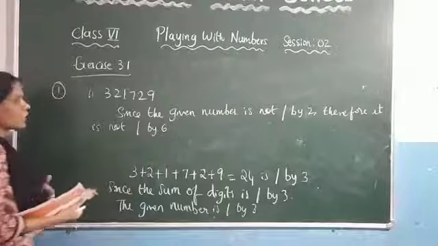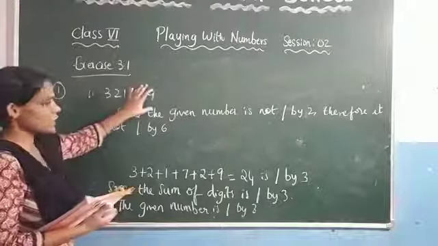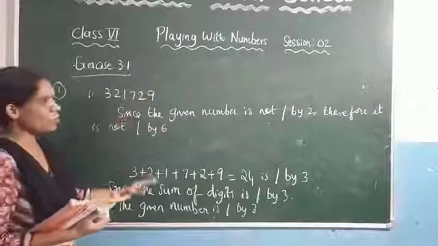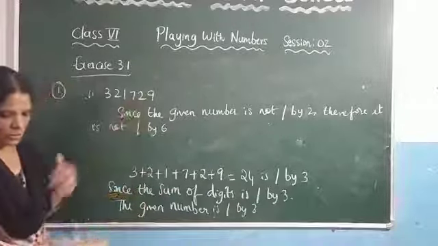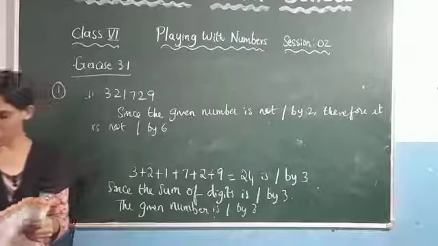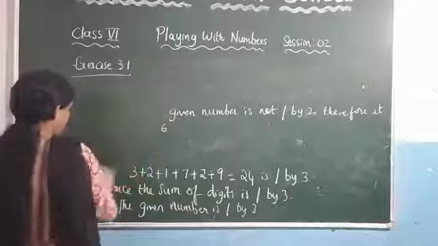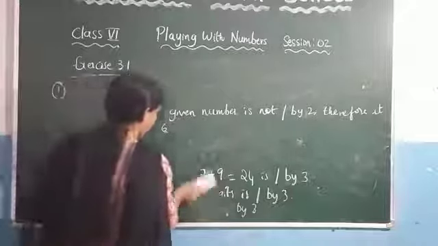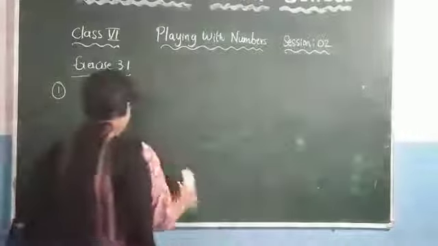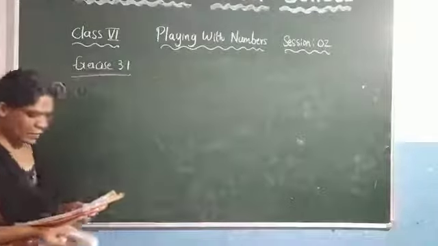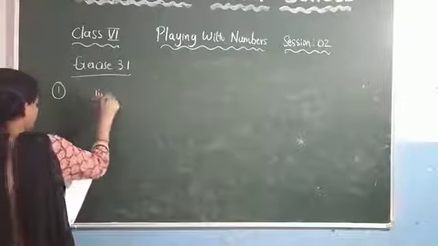You just need to check the unit digit of a number for 2, and for 3 you have to take the sum of the digits, and if these two conditions are satisfied, then you can say that the given number is divisible by 6. Here, do one more problem. The remaining problems you can do as homework. In the first question, in total they have given 8 problems. I am doing the second problem, the remaining 6 you can do.